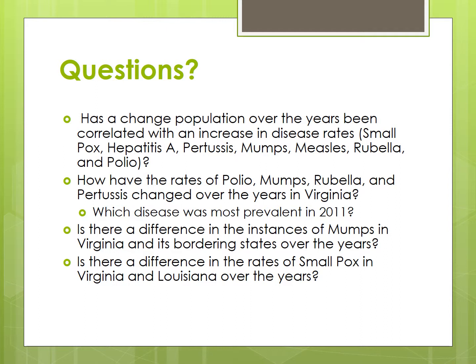And is there a difference in the rates of smallpox in Virginia and Louisiana over the years? I organized my project by beginning to look at the data to see if there were any trends in the rates of diseases over the years as the population increased. And after seeing this trend, I decided to see how the rates of various diseases in Virginia occurred over the years. And after seeing these trends, I decided to look at 2 specific diseases and their instances in various locations in comparison to Virginia.